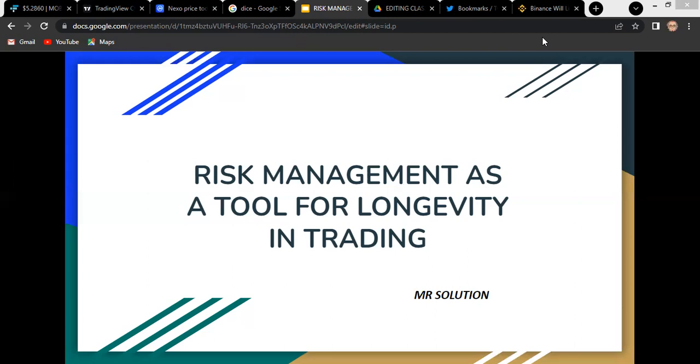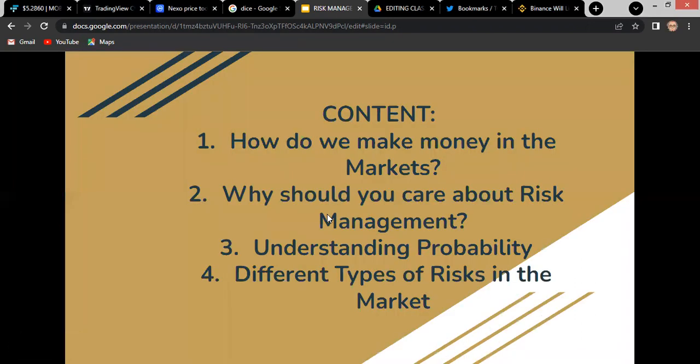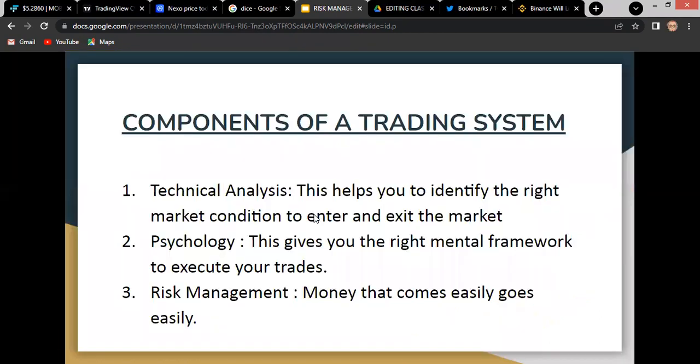All right, so we look at risk management as a tool for longevity in trading. In the course of this class, these are the things you'll be looking at. Firstly, we consider how to make money in the markets. What does it take to make money in the market? And then secondly, why should you care about managing your risk? Thirdly, understanding probability. And then finally, we look at different types of risks in the market. All right, so let's forge ahead.